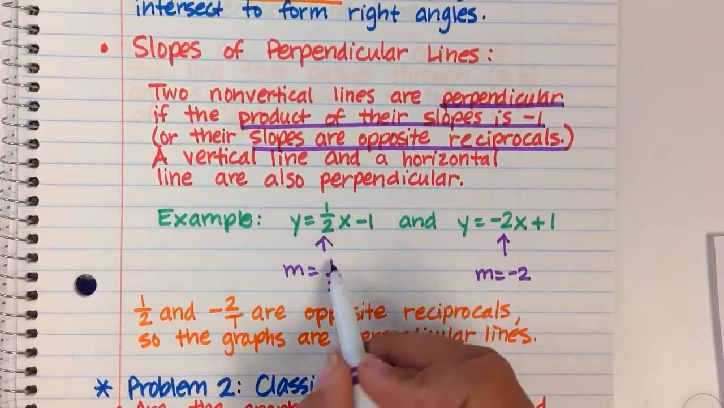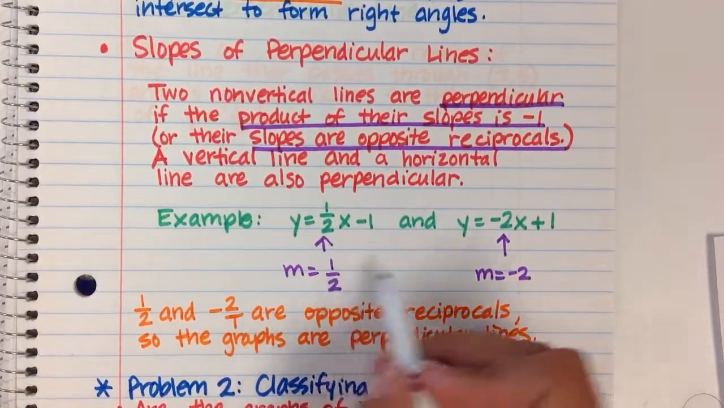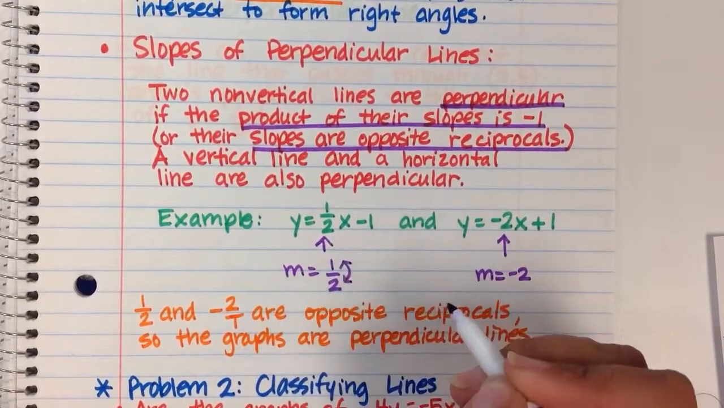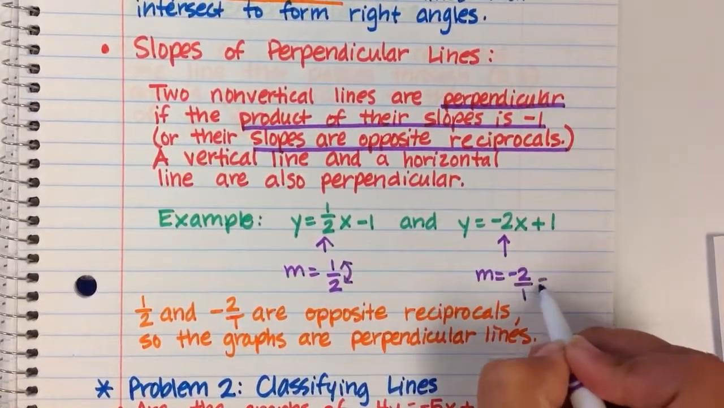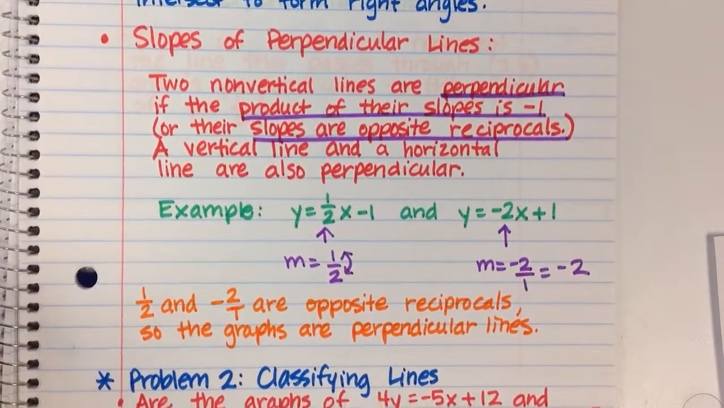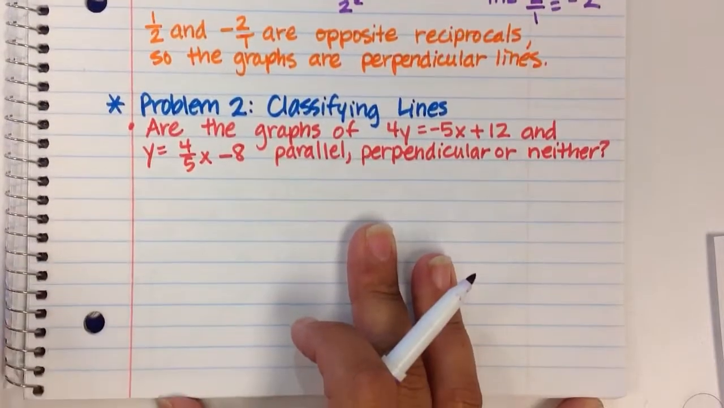Okay, so I had 1/2, I had to do opposite, so this one had to be negative. And reciprocal means I flip this. So that's 2/1, which is -2, right? So those are opposite reciprocals, so they would be perpendicular.